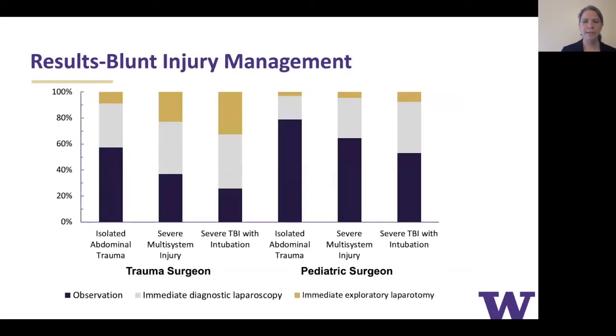Here we can see the results of the operative choice by type of surgeon and the scenario. For the isolated abdominal trauma scenario, most surgeons chose observation in the dark purple compared to diagnostic laparoscopy in the gray and exploratory laparotomy in the gold. Overall, pediatric surgeons tended to choose observation more frequently than trauma surgeons, and if they did choose an operation, they more frequently chose diagnostic laparoscopy over exploratory laparotomy.